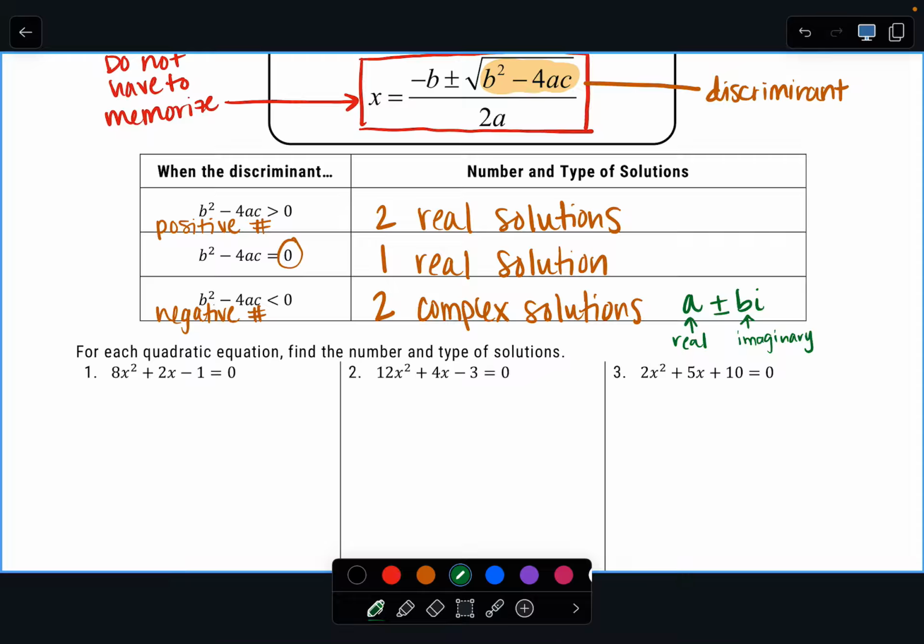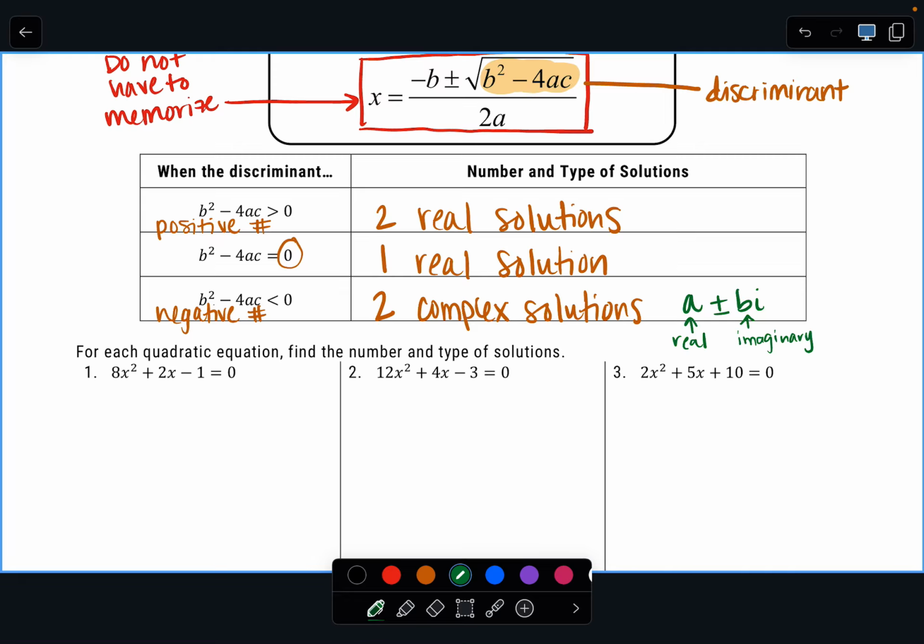I will tell you this, we do not label the discriminant. It is written exactly how you see it on your paper right now. You have to know that the discriminant is the b squared minus 4ac. We do not give you this table. So you do have to know if it's positive, it's 2 real. If it's negative, it's 2 complex. If it's 0, it's 1 real. That is what you do have to memorize. You have to know that for your test next week.